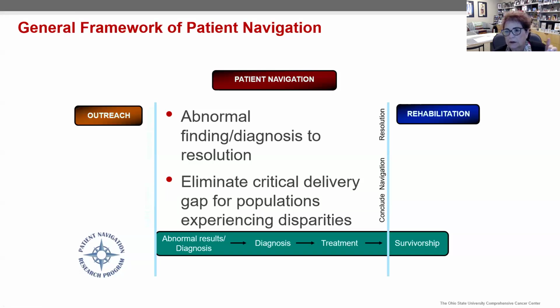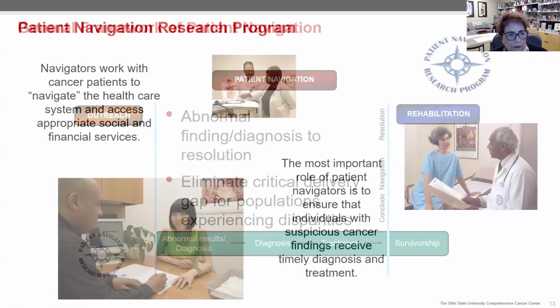Usually populations experiencing disparities will drop out between the abnormal results and diagnosis. There's a drop point there. People are lost. And between diagnosis and treatment, there's a drop-off point where people don't follow up, and thus they are lost and have poor outcomes.